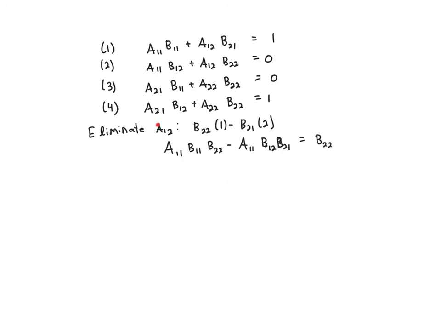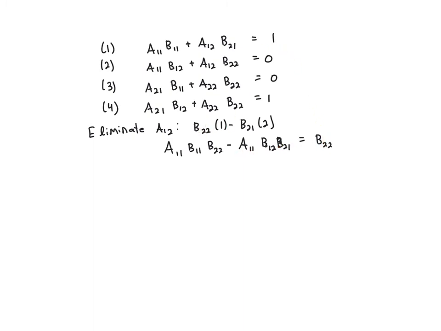Next, we eliminate A12. So what combination of the first two equations will get rid of that variable? Well, if we take B22 times the first equation minus B21 times the second equation, those two terms will cancel. And that's exactly what we do. And what do we end up with? B22 times B11 times A11 minus B21 times B12 times A11. And on the right-hand side, we have B22.